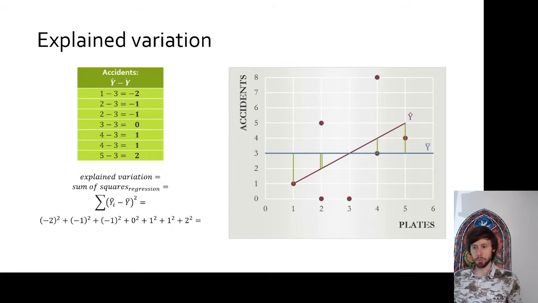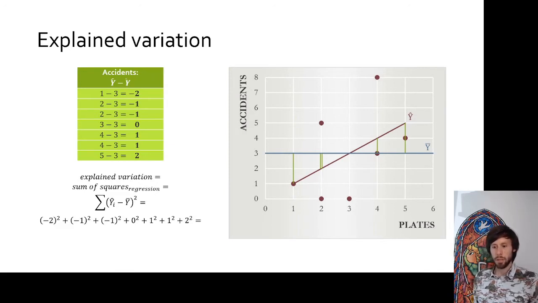So we would do -2 squared. That's the deviation of the first individual that we could explain, and so on. For all people, we take the deviation of their predicted number of accidents from the mean of the dependent variable. It then turns out that the explained variation is 12 in this situation.